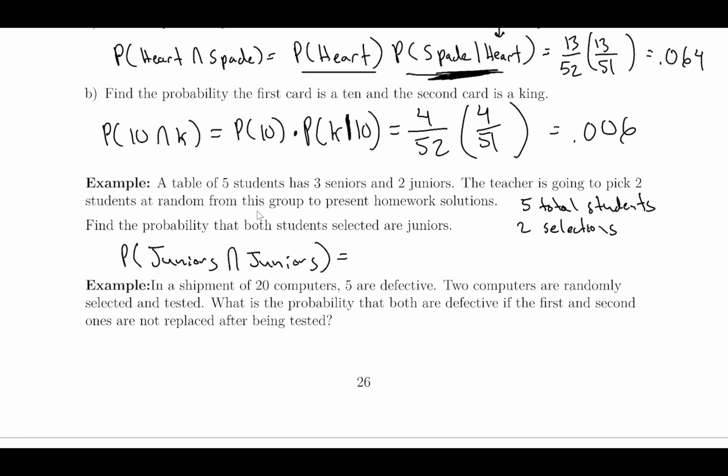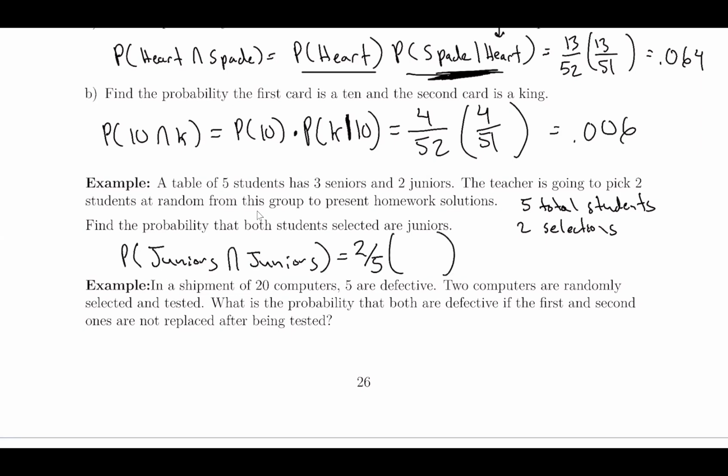All right. So what's the probability that the first person who presents is a junior? Oh, so you say, well, let's check that again. There you go. 2 out of 5.